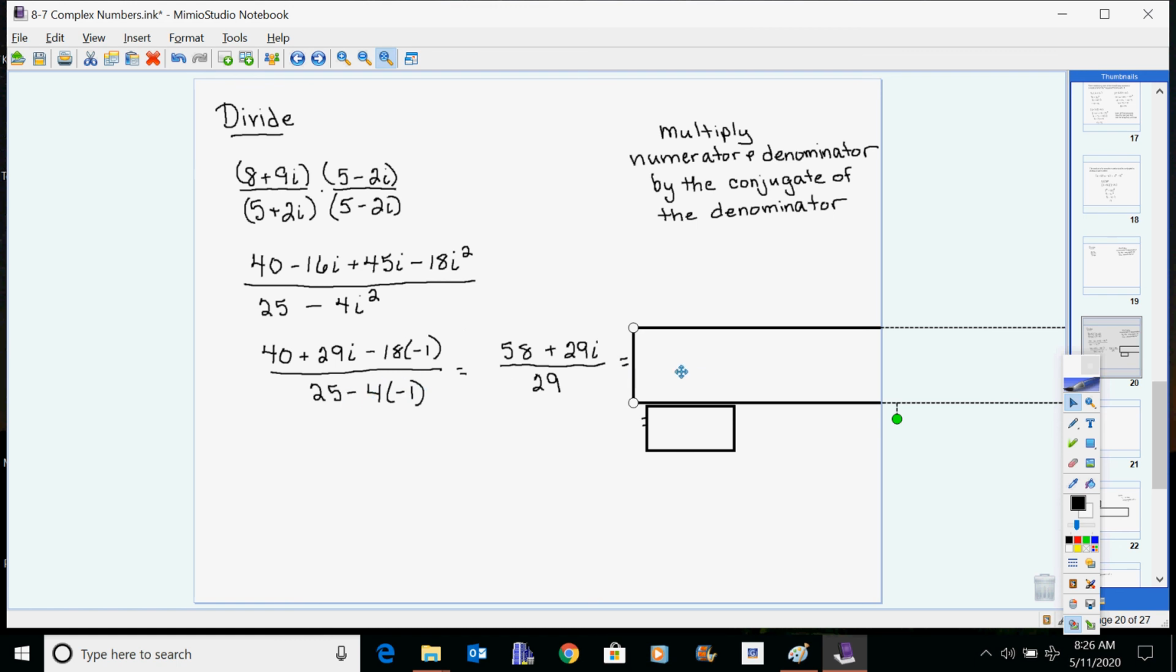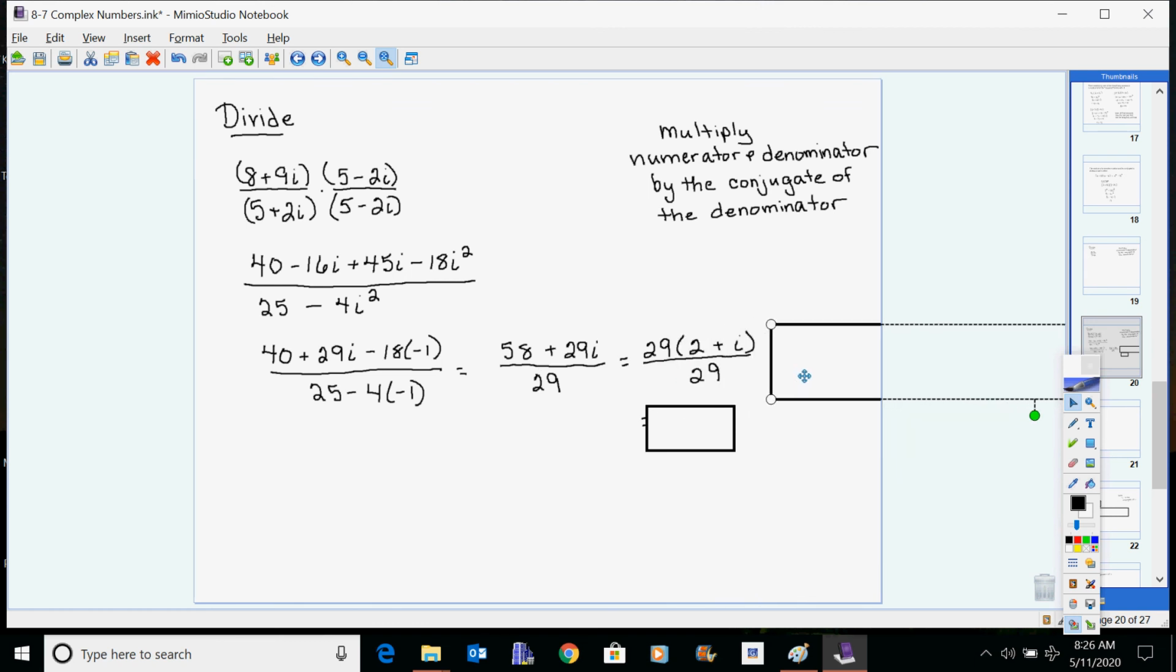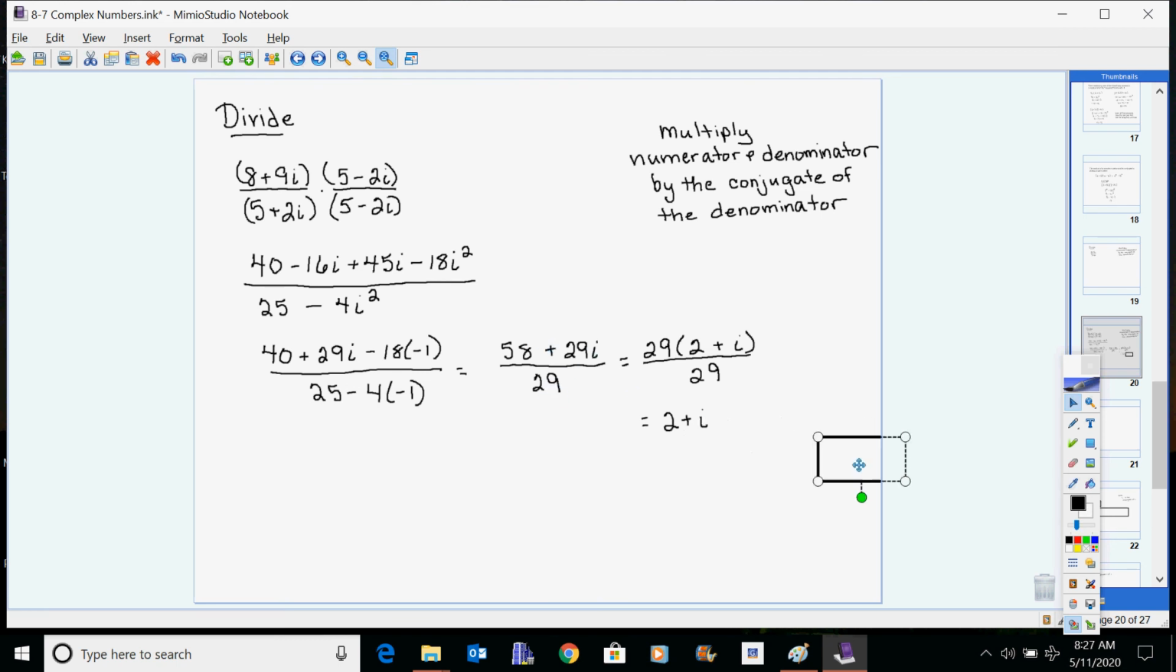25 plus 4 is 29. Now, you might think, okay, I'm done, but the thing is, when you're dealing with getting a complex answer, you do have to finally simplify it by separating it into its two fractions. You can either do that first and do 58 over 29 and get 2, and 29 over 29 and get 1, or you can factor out the common factor if there is one.